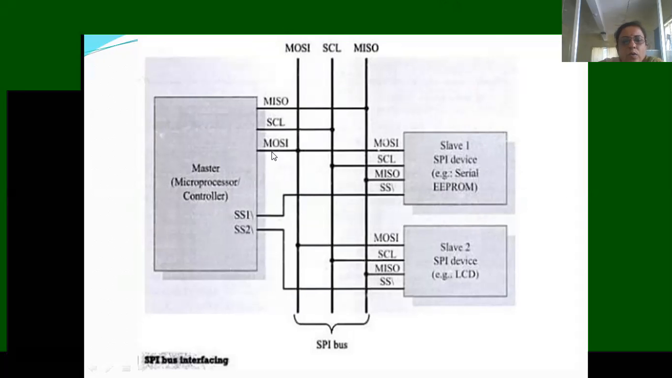Then the master will initiate a read signal on the MOSI, and the slave 1 will respond back on the MISO, so master in, slave out. On this line it will send the data back to the master. So this is what the SPI bus is about, which I was discussing.